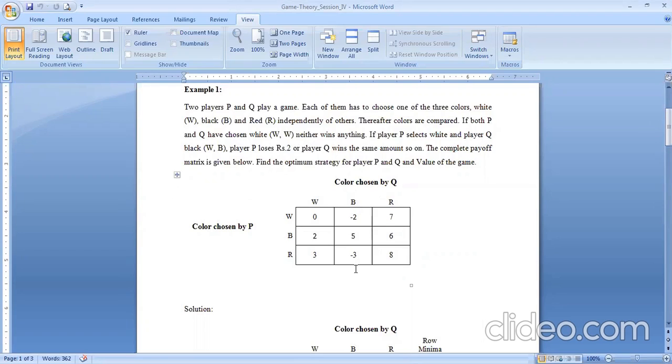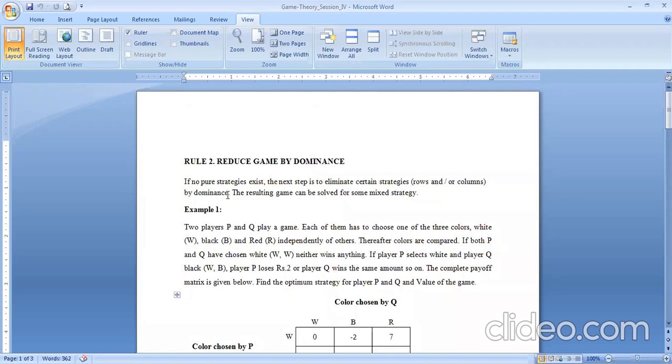Solving the problems after reducing to 2 by 2, we'll see later on. But in today's session, we'll see how to eliminate rows and columns, that is, strategies for player 1 and strategies for player B, so that it can be reduced to 2 by 2. This comes under the second rule, rule 2, where we reduce the game by dominance. If no pure strategy exists, the next step is to eliminate certain strategies, that is either rows or columns, by dominance. The resulting game can be solved for some mixed strategy.